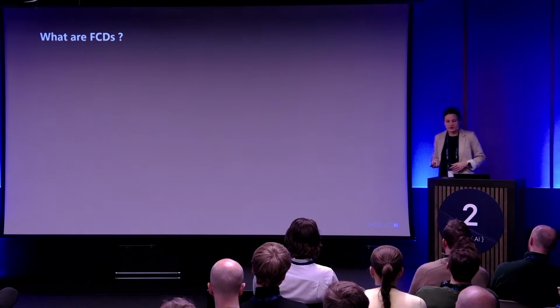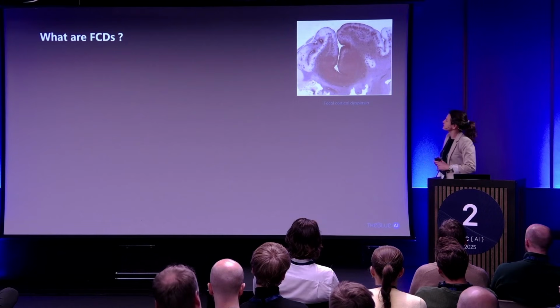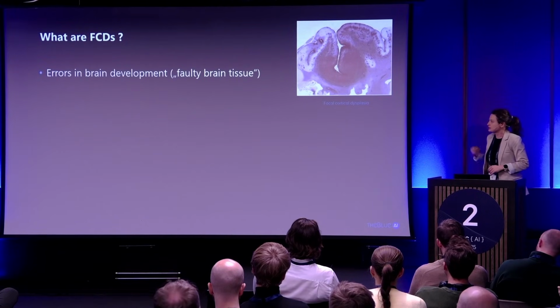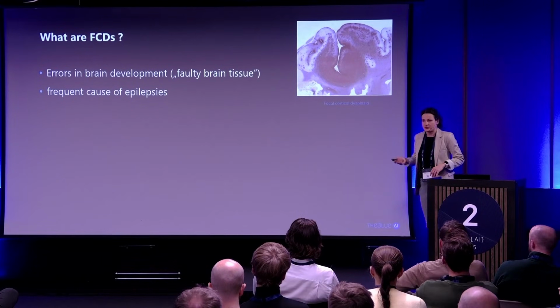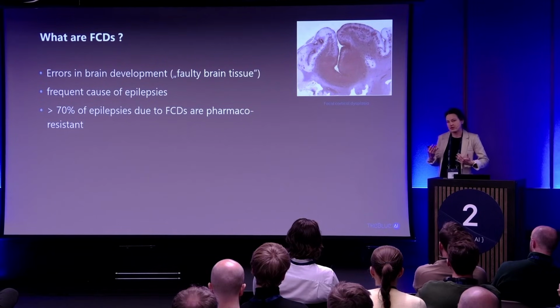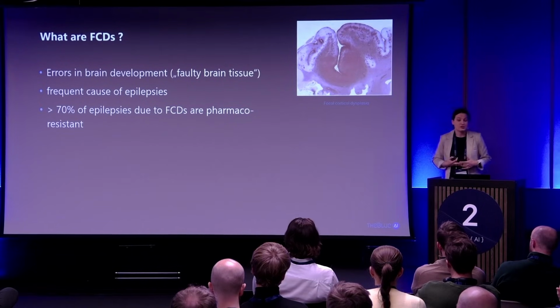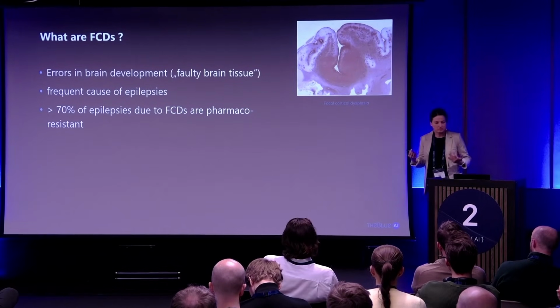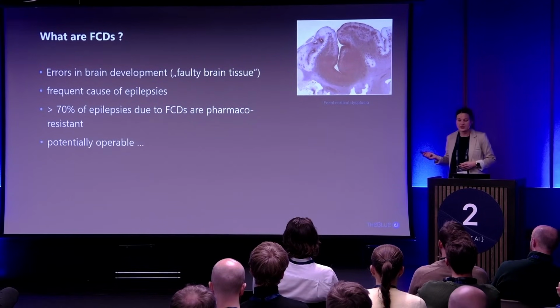So what are those FCDs? If we take a magnifying glass, we'll see something like that. These are the misbuildings of the human brain, which are a very frequent cause of epilepsies, specifically those epilepsies that are pharmacoresistant, meaning quite many patients can just take drugs and live a normal life, but unfortunately there is also quite a big group which can't, so they have the pharmacoresistant form of epilepsies.